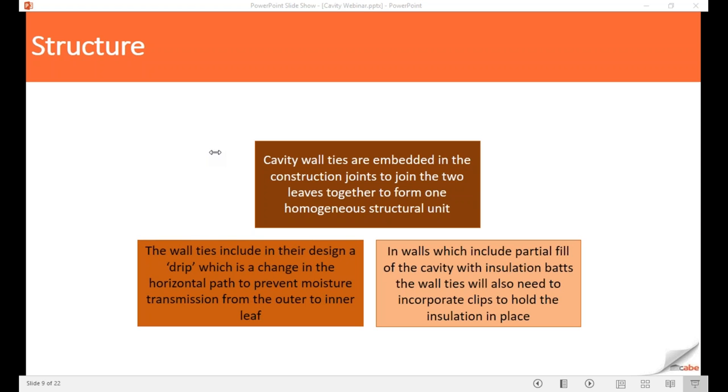But when we're looking at the wall ties, they've got to be effectively bedded into the mortar joints, but they've also got to include that all-important drip in an area that will encourage the moisture to drop off within the cavity rather than transmit to the inner leaf. And then clearly, if we have got the sort of partial fill insulation, then those wall ties will also be providing the clip to hold the insulation in place.